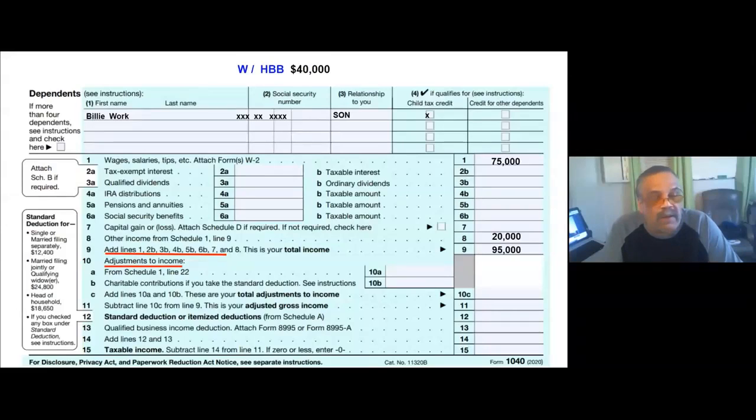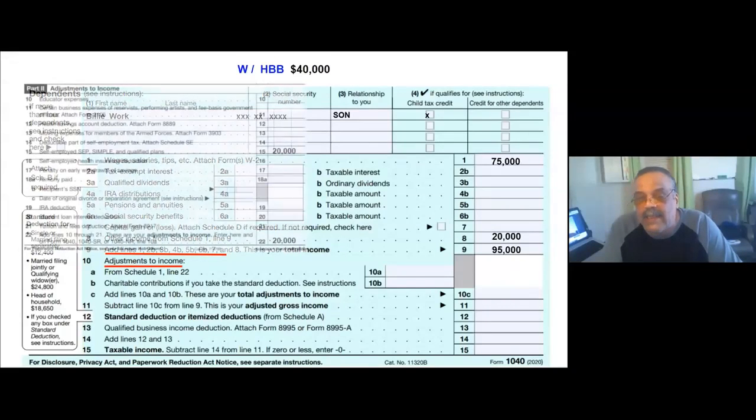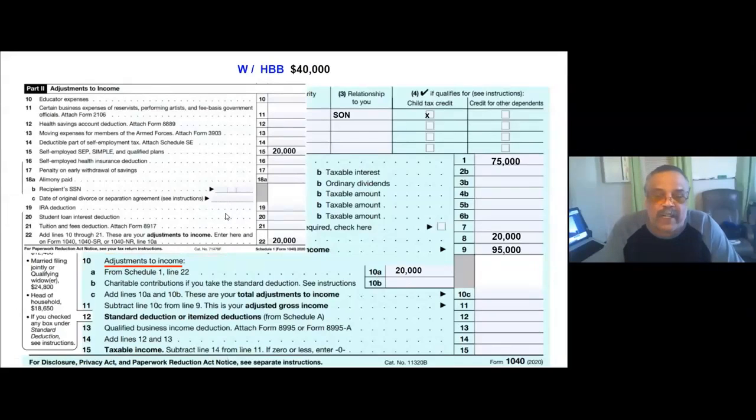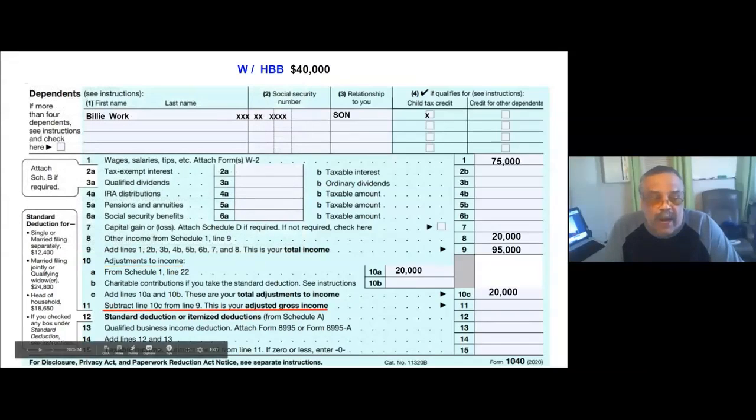Okay, then on line 10A, it says go to Schedule 1, line 22. There's your line 22. This is where you put your adjustment to your income. Remember, you put that adjustment into your IRA. Okay, we're not going to show any charitable contributions, so we're going to bring that total down to line 10C. Okay, it says subtract line 10C from line 9. This is your adjusted gross income. You got a $75,000 adjusted gross income.